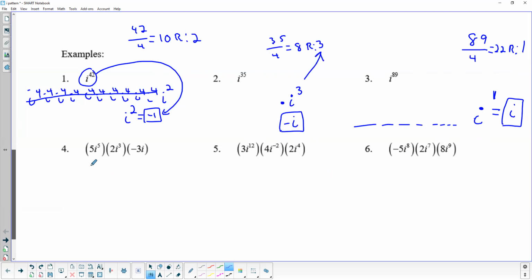We're going to do the same thing with these ones. We'll multiply these all together first. So 5 times 2 times -3. Then i to the 5 plus 3 plus 1 is 9. Then we've got to reduce i to the 9th power. Let's do the same thing we did previously and figure out what the remainder is. 4 goes in twice with a remainder of 1. So that means the power is a 1 power.